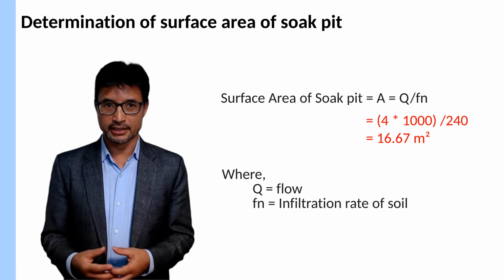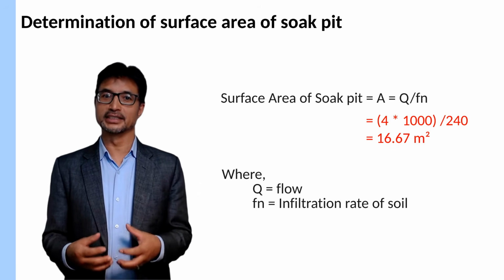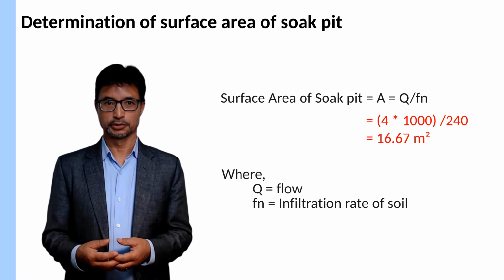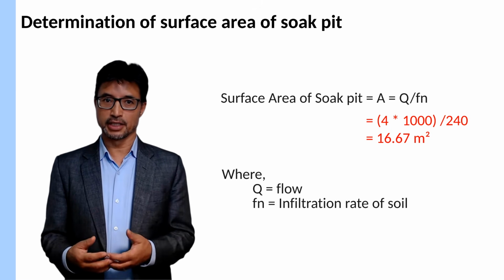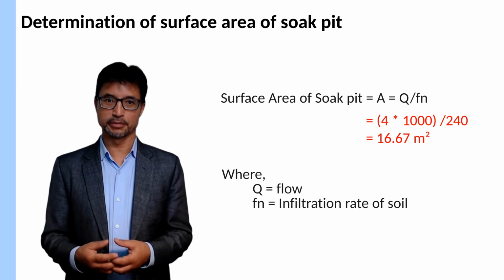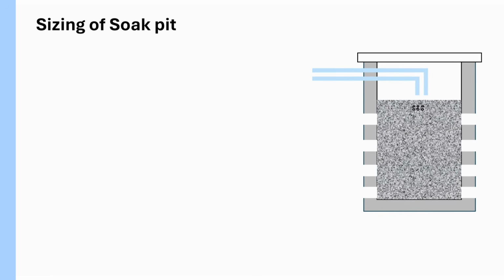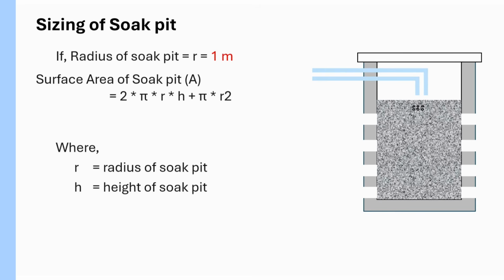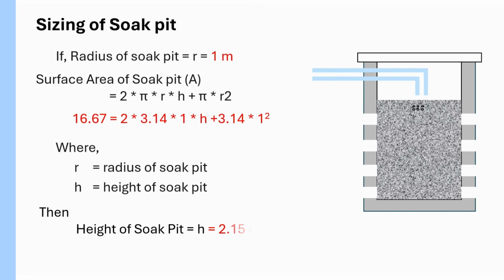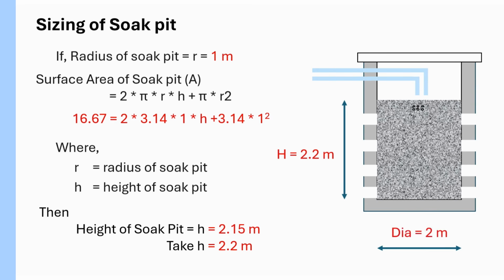We determine the required surface area for infiltration by dividing the daily wastewater flow by the infiltration rate. This gives us an approximate required infiltration area of 16.7 square meters. Let's do the sizing of the soak pit using the surface area for infiltration. We assume a circular soak pit with a radius of 1 meter. Infiltration takes place from the sidewall and bottom of the soak pit. Thus, using this formula, we calculate the depth of the soak pit, which is approximately 2.15 meters. For practical construction, we take a depth of 2.2 meters.